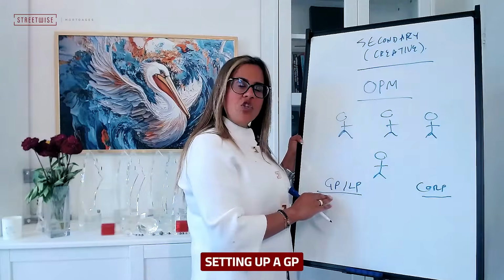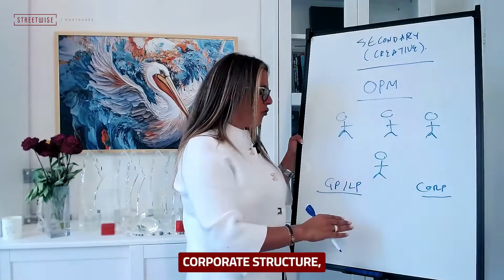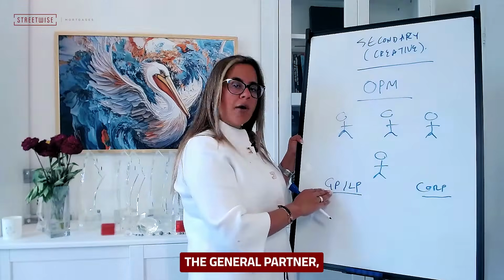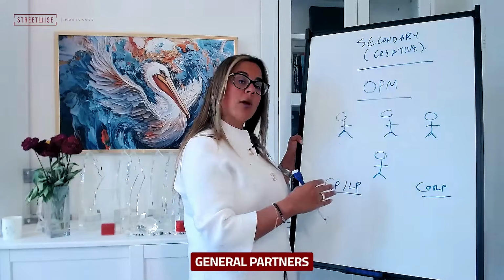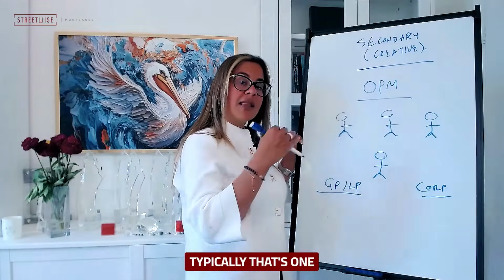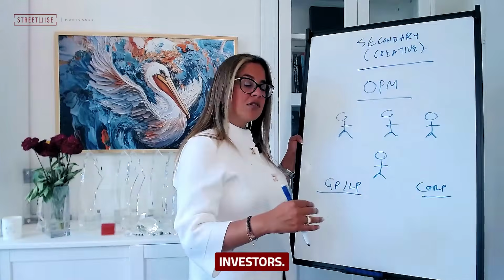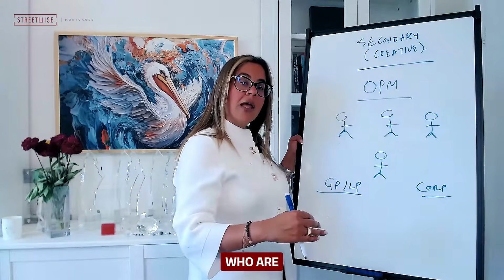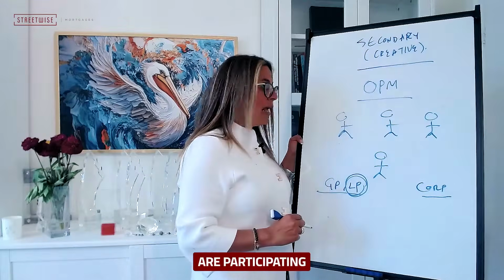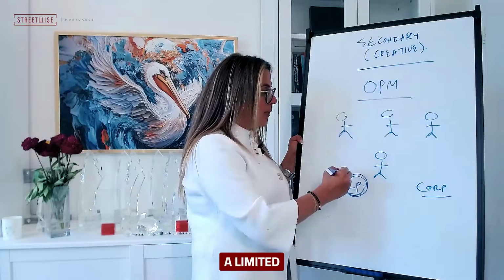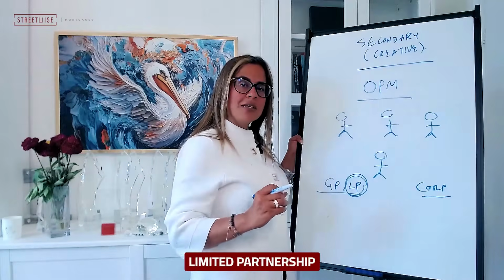If you're setting up a GP-LP structure, which is a more expensive structure than a corporate structure, you're typically the general partner, and you may have one or a few more people who are general partners with you. You're typically the front runners in the deal. You are the experienced investors. You are the ones who are guaranteeing the loan. And then your investors are participating in the investment through what's called a limited partnership. They each hold a piece of this limited partnership.